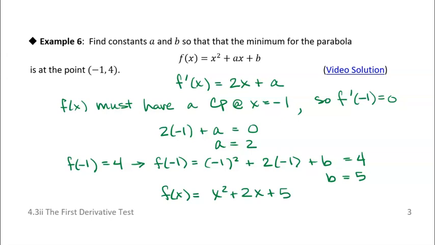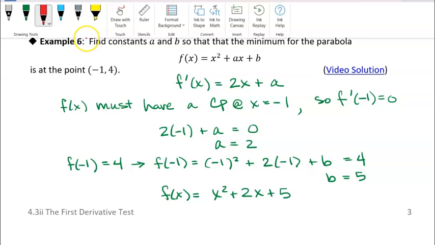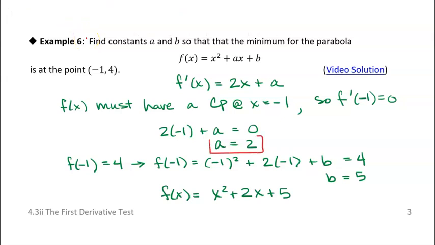Now it asks for a and b, so I suppose I could put a little box around this, because this is really what it was asking for, a and b. It wasn't really asking for the actual function. I just want to put a box around this. All right, there we go. So that's my answer. Those are the a and b values that work, that make the minimum value negative 1 comma 4.